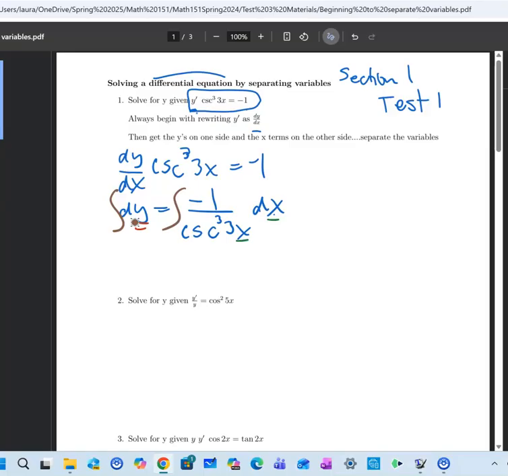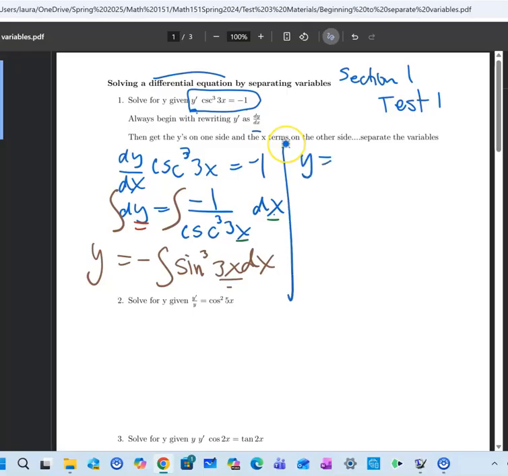So the integral of 1 dy is y. On this one, I'm going to take the time to rewrite it because this is the same thing as saying sine cubed, right? 1 over cosecant cubed is sine cubed. Oh, you recognize this. We've been doing these, right? So I'm just going to bring it up here.